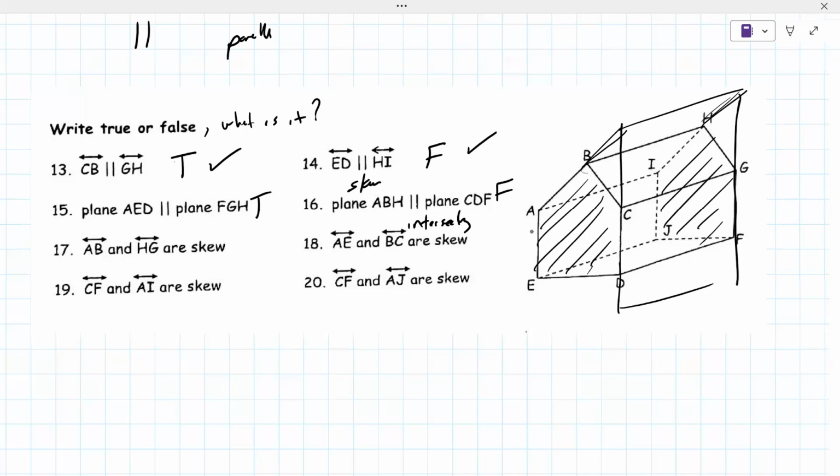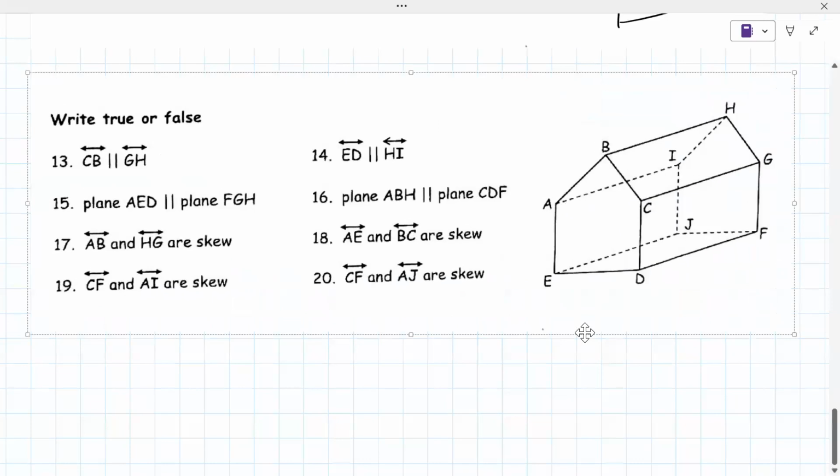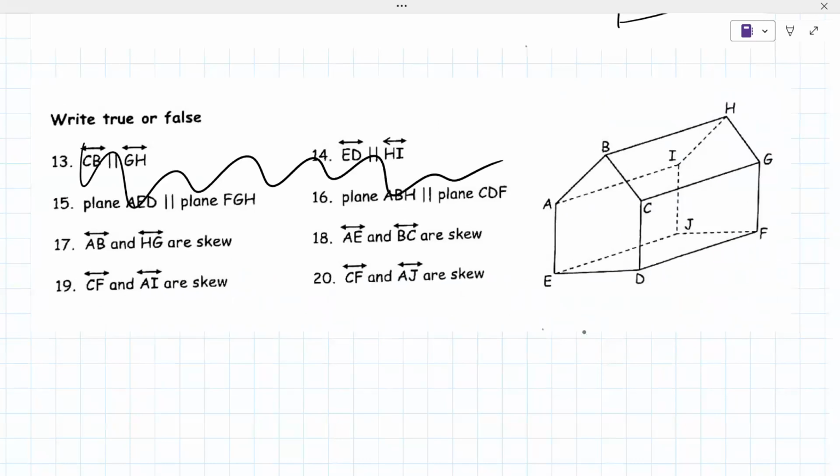Okay. Why don't you try the next grouping here? I'm going to re-snip in so it's a little easier to manage. So if you could try the next few. If it's false, I'd like you to say what it is, if you know.